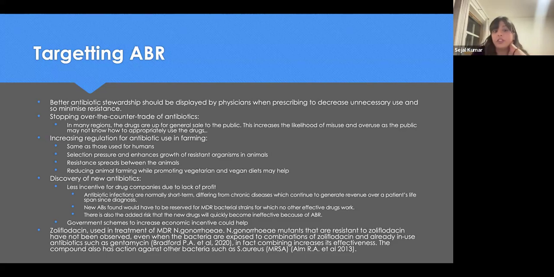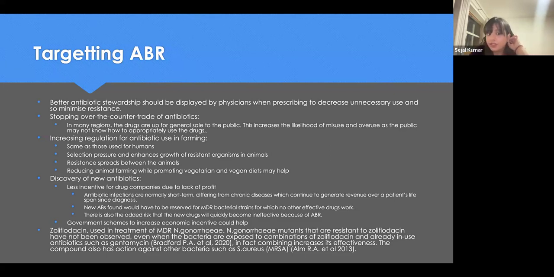Stopping the over-the-counter trade of antibiotics. So in a lot of countries, antibiotics are just available for general sale. You can just go to the pharmacist and buy them without any prescription, which increases the likelihood of resistance, because it's more likely to be misused. For example, the course may not be finished, because it's really important to finish the course of antibiotics, or they may be overused, which can also lead to resistance.